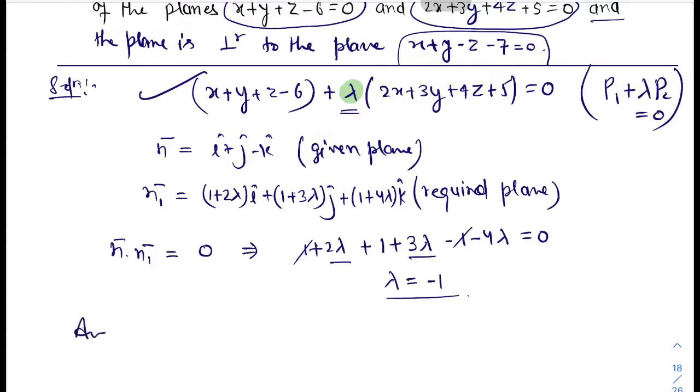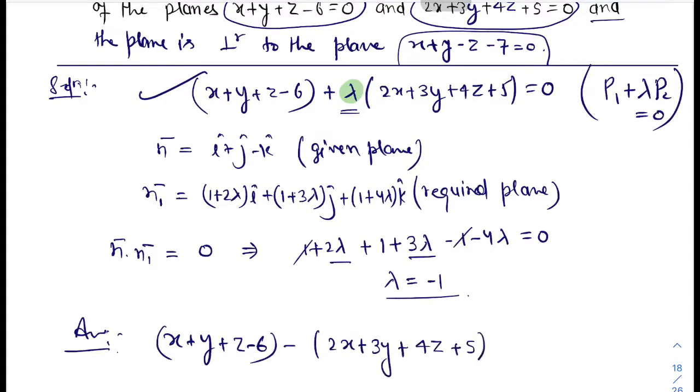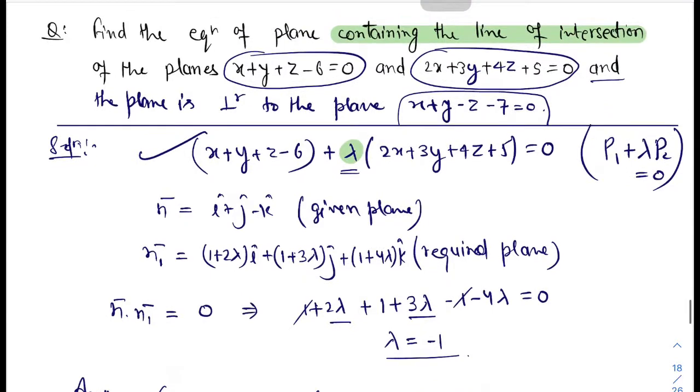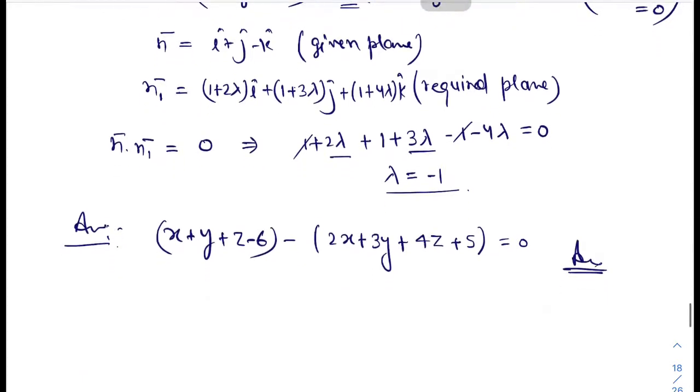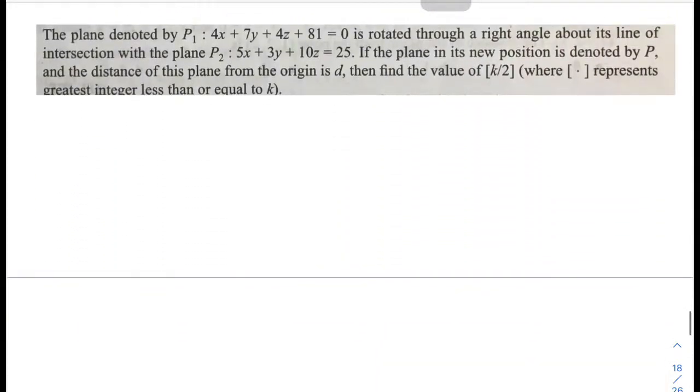So the required plane becomes, we will put this lambda in our original equation, and this will give us x plus y plus z minus 6 minus 1 times 2x plus 3y plus 4z plus 5 is equal to 0. You can easily simplify this. So you have seen that in order to calculate this lambda, different conditions may be given in the question. So this was all about writing the equation of a plane which is passing through the intersection of two given planes.